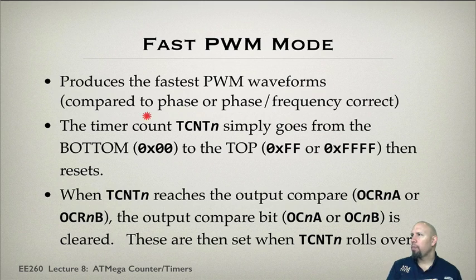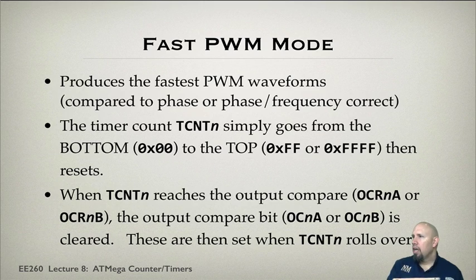Okay, so fast pulse width modulation mode produces the fastest pulse width modulation waveforms compared to either phase correct or phase and frequency correct. We talked a little bit about phase correct. Phase and frequency correct pulse width modulation is yet another form of pulse width modulation. So not only phase correct but also frequency correct, and it's subtle but it's important. The frequency comes in when you want to change the base frequency for the pulse width modulation, and there are reasons at times to want to do that.